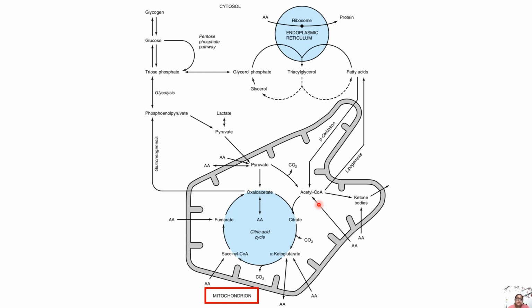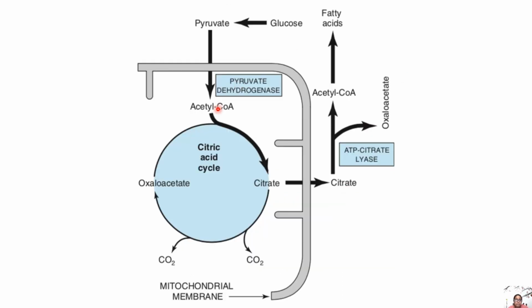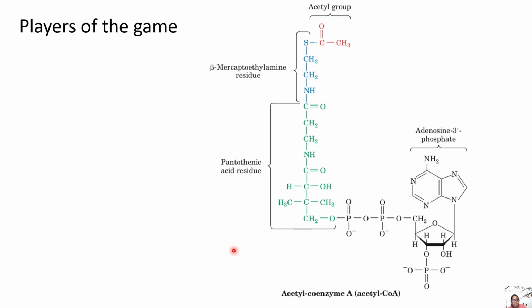This is the cytosol. This is a ribosome, where protein is being made. This is the mitochondria. Glycolysis happens in the cytosol, and then inside the mitochondria, the Krebs cycle takes place. You can see the Krebs cycle is inside the mitochondrial membrane, the citric acid cycle. So these are the players of the game.